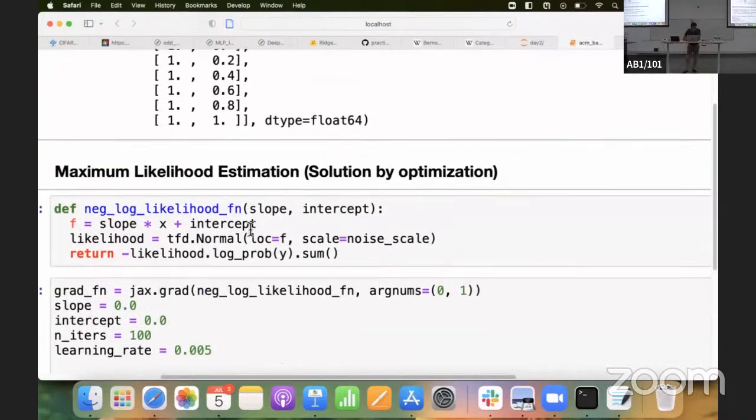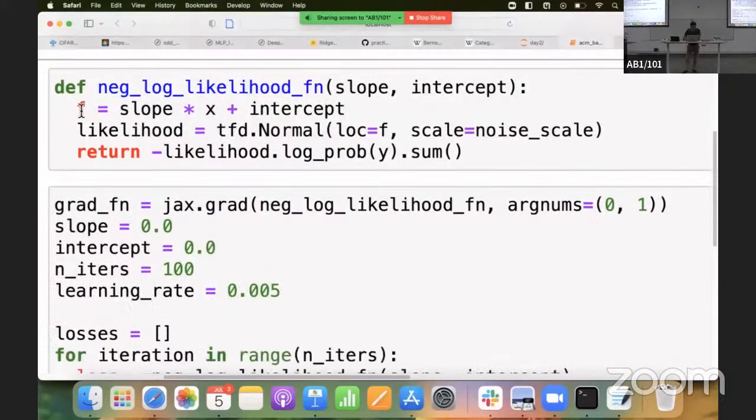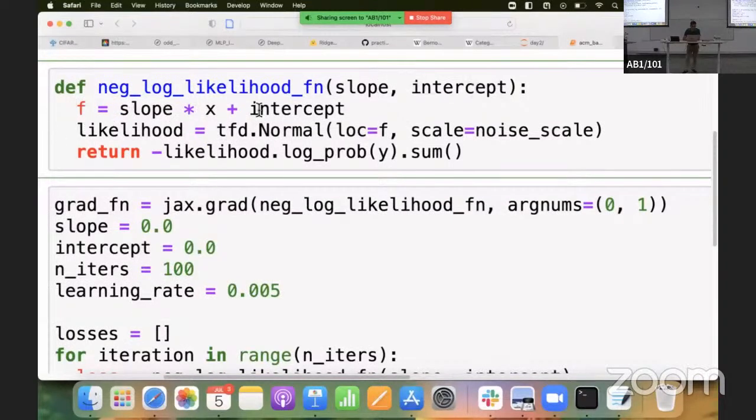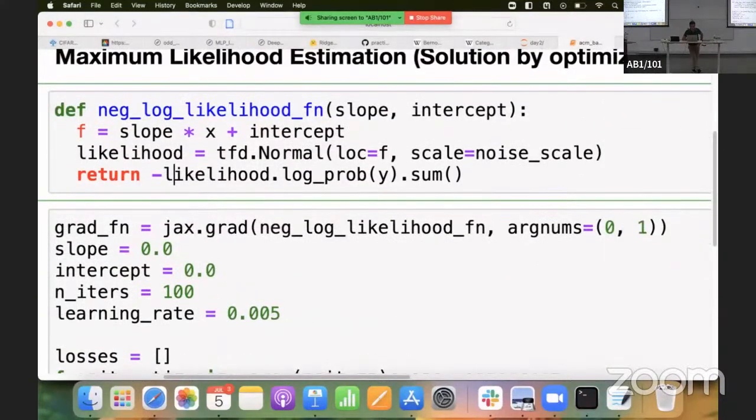And now we can also directly compute the cost function. If you look at this, we first compute f given a slope and an intercept. The f is slope into x plus intercept. And the likelihood is just the normal with mean f, and the scale is the noise scale. And then we figure out the negative log likelihood, summing it up over the n examples. And then it becomes a cost function you're trying to optimize.